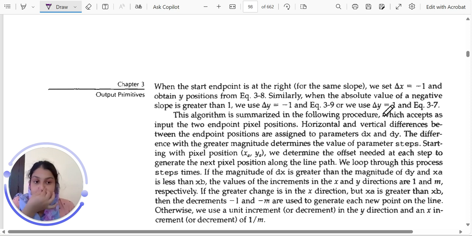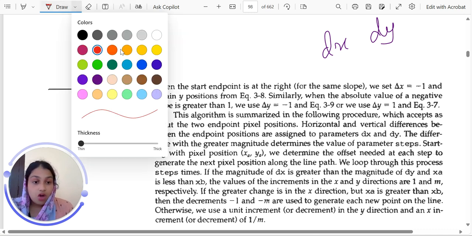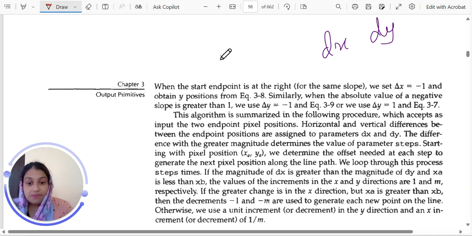Or we use delta y equal to 1 and equation 3.7. So this algorithm is summarized in the following procedure, which accepts as input the two endpoint pixel positions. The horizontal and vertical differences between the endpoint positions are assigned to parameters dx and dy. The difference with a greater magnitude determines the value of parameter steps. Starting with pixel position xa, ya, we determine the offset needed at each step to generate the next pixel position along the line path. We loop through this process steps times.